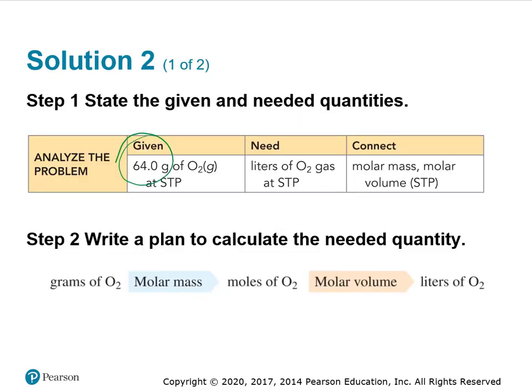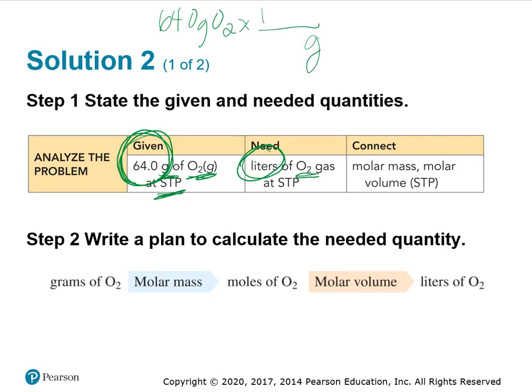We are given that we have 64 grams of oxygen gas at STP. We want to find out how many liters of oxygen gas that is. If we're given grams, we need to go to moles. So the very first step, we're going to take 64.0 grams of O2. Anytime we start with grams, we've got to get to moles. And we look at the molar mass. So for 1 mole of O2, 16 plus 16 would be 32 grams of O2. So that gets rid of my grams of oxygen.